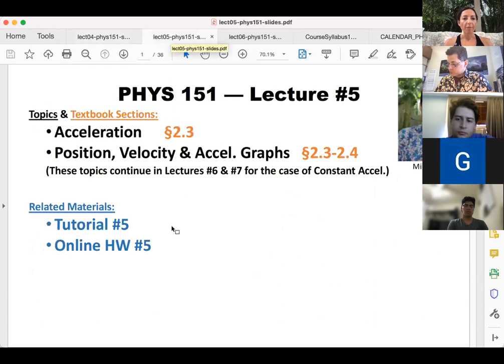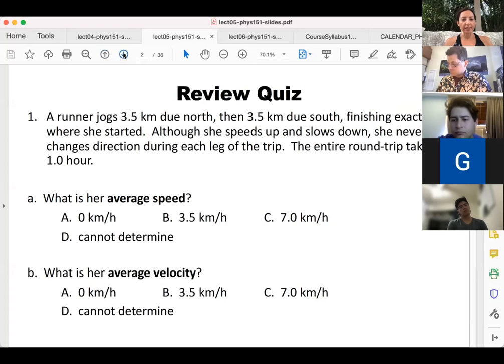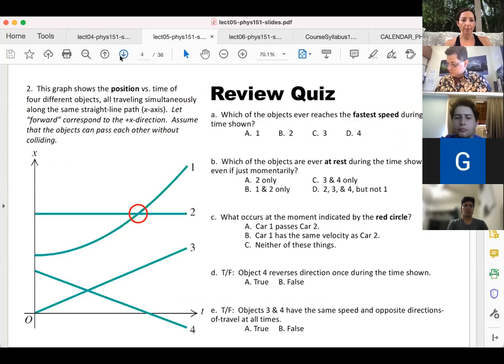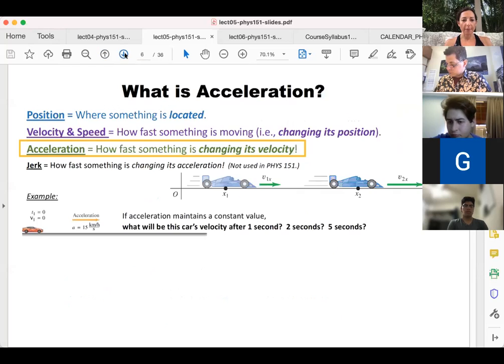Okay. Then another concept is acceleration. We haven't seen the acceleration yet. This is a review quiz that you should do at the beginning, and it gives you an idea if you understood the concept.